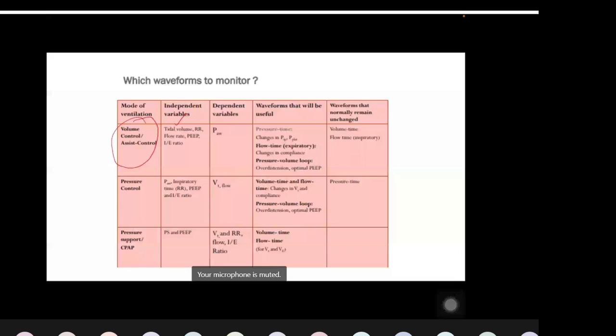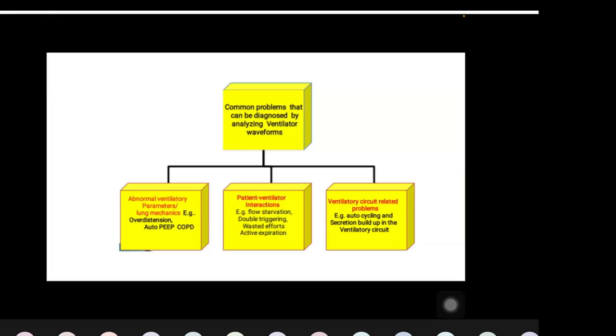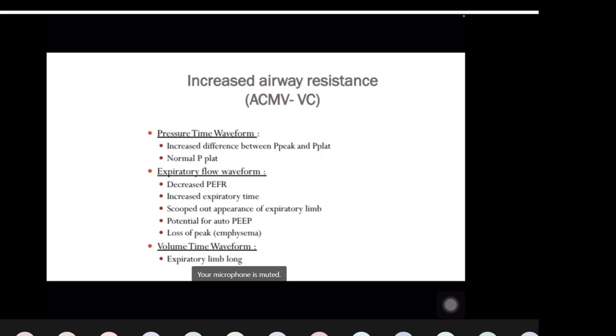The common problems that we can diagnose by analyzing the waveforms are abnormal ventilatory parameters or lung mechanics, patient-ventilator interaction, and ventilatory circuit-related problems. So once again, increased airway resistance in assist control, volume control ventilation, we can identify by assessing the pressure time waveform. There will be an increased gap between P peak and P plat.